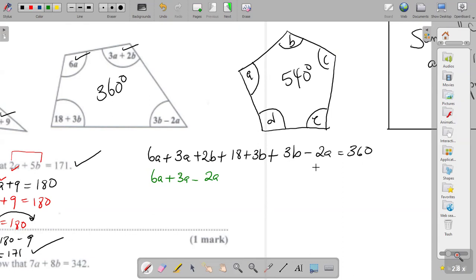And everybody realize why it's minus, right? Because in front of the 2a came with a minus. So that's where you got to subtract the minus. Let's do blue for the b's. So where's the b's at? 2b.